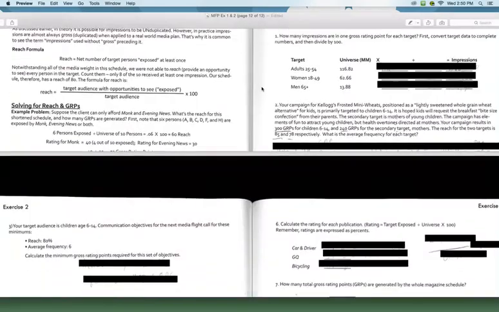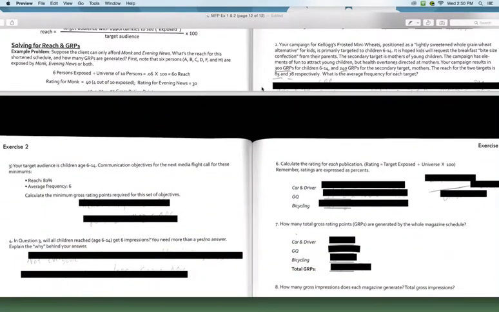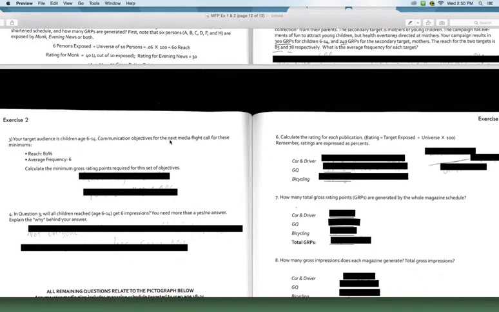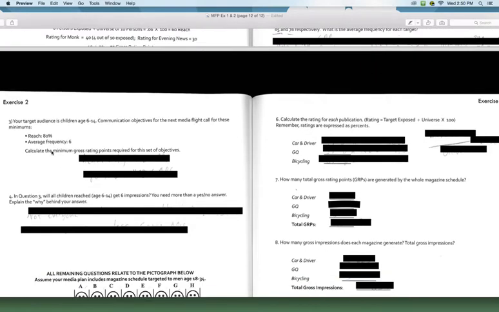Number 3 comes in target audience. Audience is children ages 6 to 14, and the communicated objectives of the next media flight call for these minimum. And remember, the minimum is key here in this particular problem. So in this case, we're looking at the gross rating points for this set of objectives. And remember, there's a plethora of ways that we can solve for GRPs.